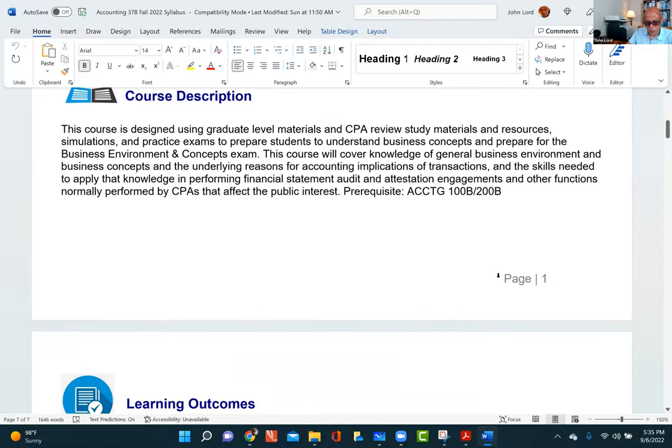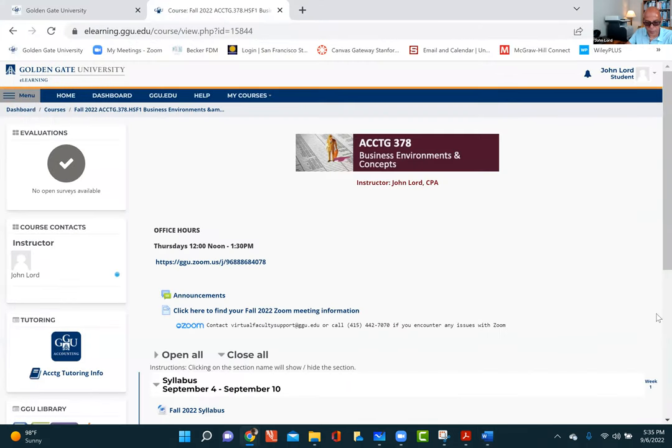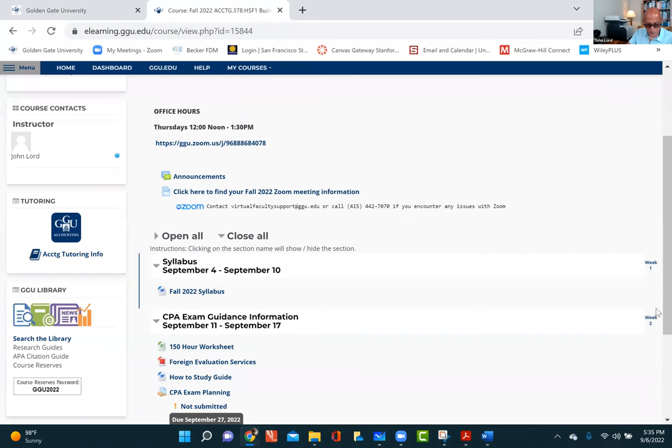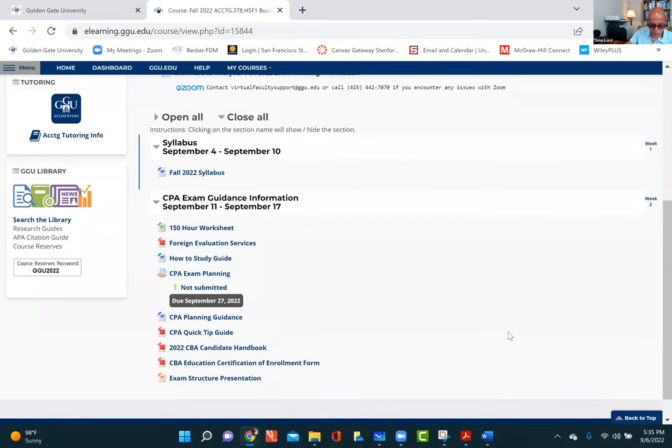Okay, good. So you can take a look at some of those things on your own. If there's no questions on that, I'm going to go ahead and lower that. And we are back to the syllabus. I think the best thing for us at this point is to look at the CPA exam structure presentation. Okay, which you can see right there.